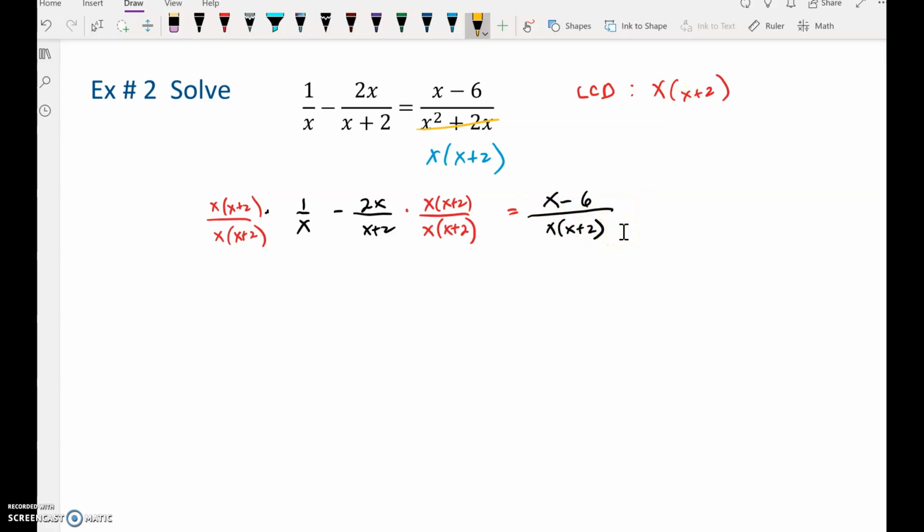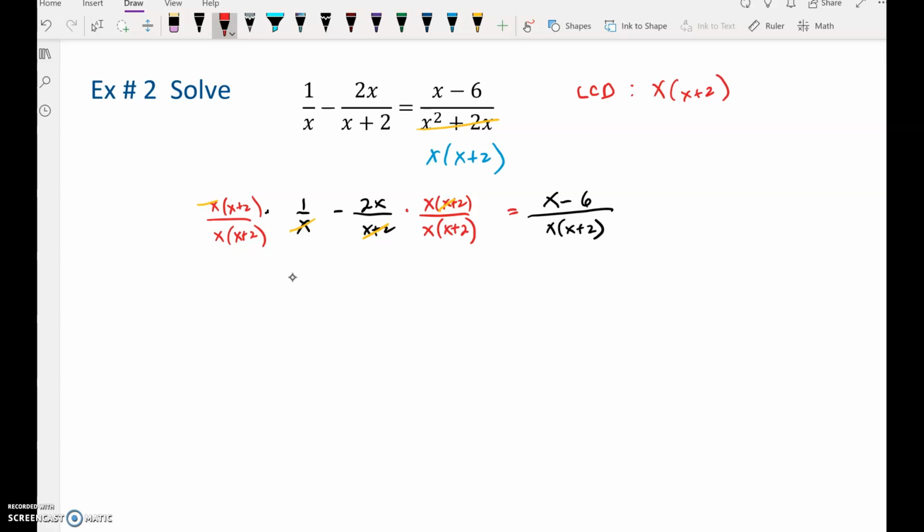So now I have an x already at the denominator here, and I have this x, so I'll cross this out. That means 1 has to be multiplied by this. And on the second part, I already have x plus 2, so I'm going to cross out x plus 2, leaving me only x to be multiplied with this. Okay, so all the denominators are just x and x plus 2.